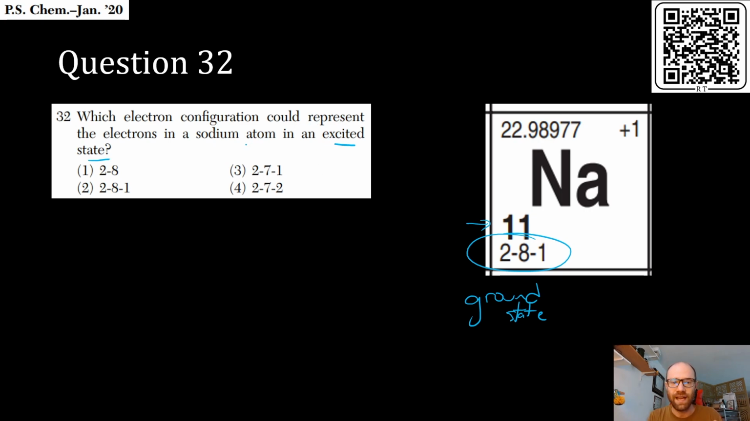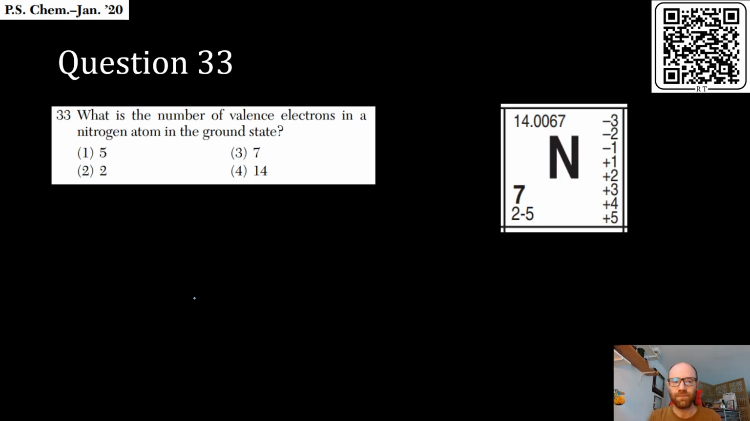It does say atom. And we want a configuration that's not 2-8-1. And we also want a configuration where the numbers are shifted towards the higher energy levels. So we don't want to see something like a 2-9 or something like that. 1, it's impossible. 2, that's lower energy than the ground state. So 2-8 is out. 2-8-1 is out because that's the ground state. 2-7-1 is the wrong number of electrons. This adds up to 10 total. So we're left with 2-7-2. If we take one of these second shell electrons and bump it up to the third energy level, we would get 2-7-2, which is an excited state for sodium.